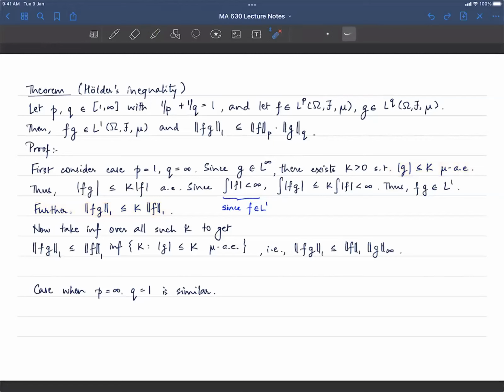What are you going to get? The left side is independent of K. So you have the 1-norm of Fg less than or equal to the 1-norm of F, and then I'll get the infimum of all K such that mod G is less than or equal to K mu almost everywhere. But wait a second, what is this? This is just the infinity norm of G. So you get the norm of Fg in L1 is less than or equal to the norm of F in L1 times the norm of G in L infinity. The case when P equals infinity, Q equals 1 is of course similar, just the roles of F and G are reversed. Any questions with this?